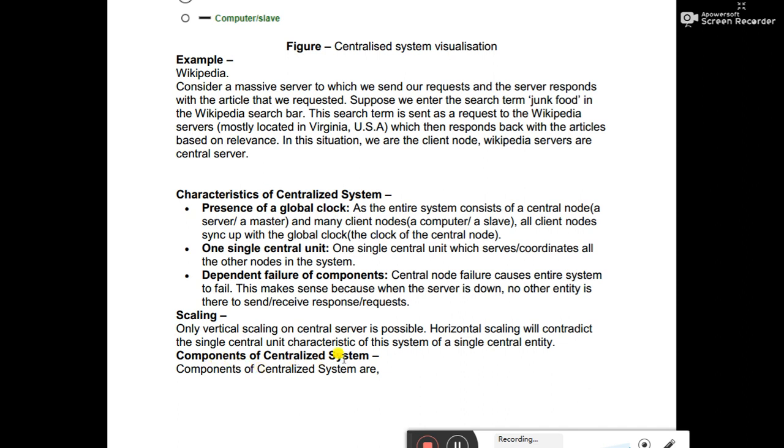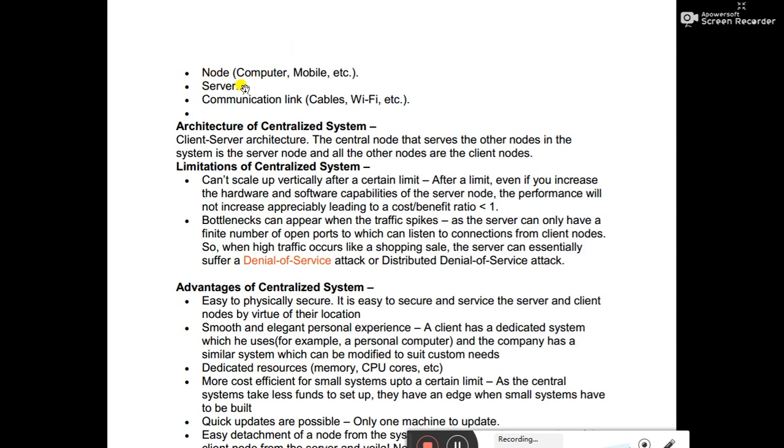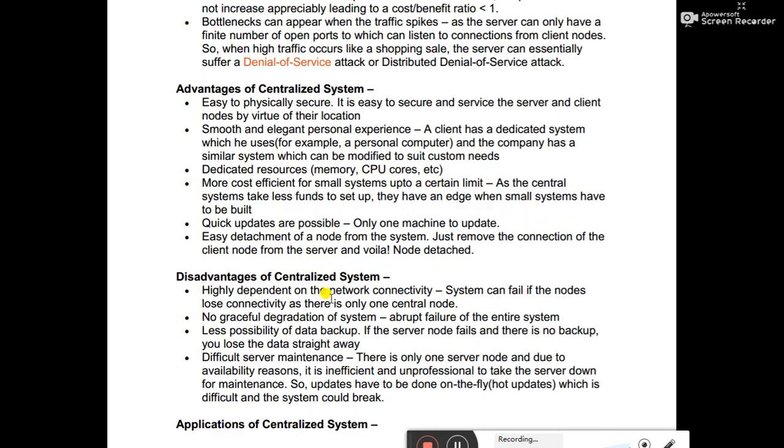Components of centralized systems are nodes, server, communication link. Generally, the architecture of centralized system is client-server architecture. There are some limitations of centralized system. There are some advantages of centralized system. There are disadvantages of centralized systems.